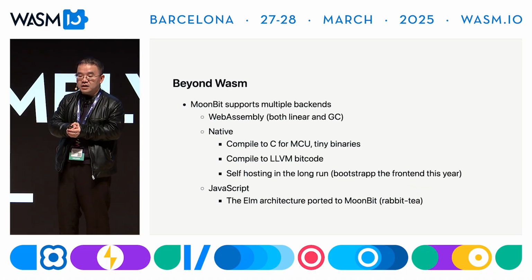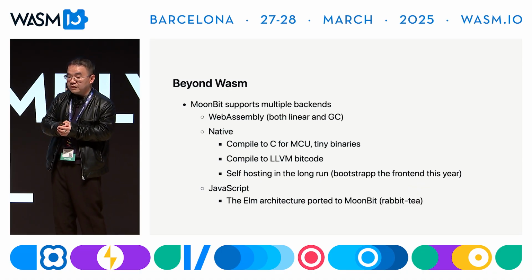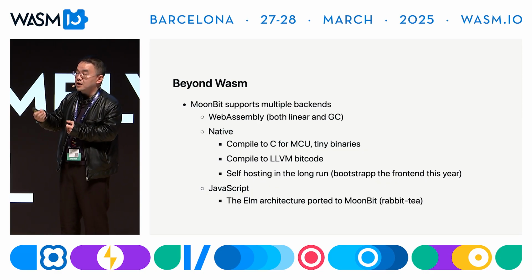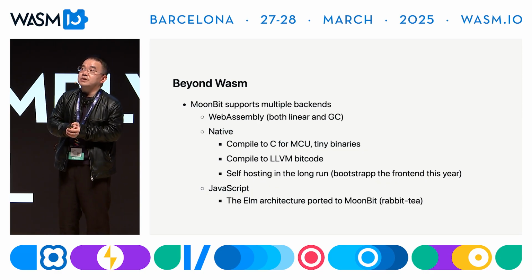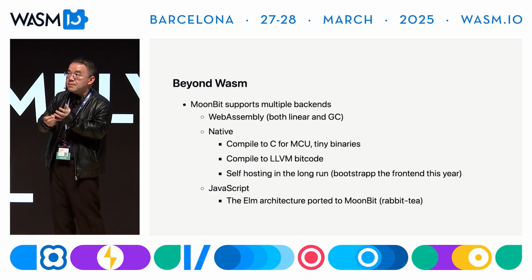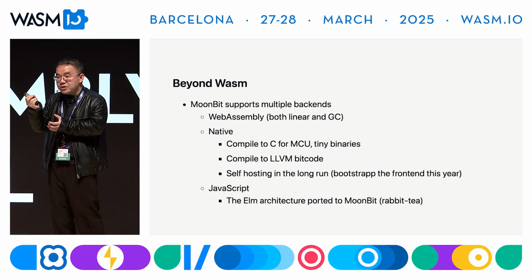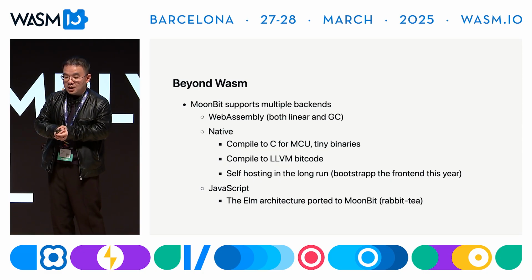Actually, we really care about native. So actually, we have 2 backends for native. We can compile to C and it can be used in a microcontroller unit. It can be used in a very constrained device. Like for some chips, we only have 100 kilobytes of memory. You can still run MoonBit in there.